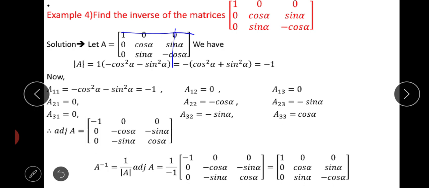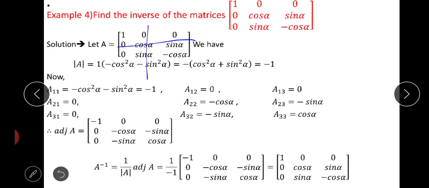Then the cofactor of A21, delete the second row and first column. What will we get? 0 into minus cos alpha, 0. Sin alpha into 0, 0, so 0 minus 0 is again 0. Next, the cofactor of A22: delete the second row and second column, minus cos alpha into cos alpha, 0 into 0, minus cos alpha.